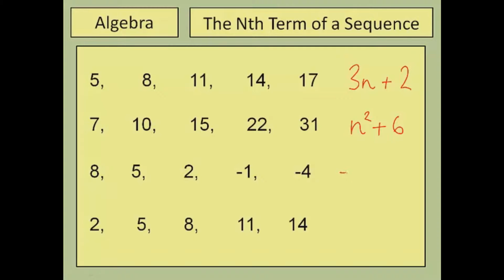The next one's going down in 3s, so it's minus 3n and plus 11. And the final one is going up in 3s, so it's 3n, and you need to take away 1 from the 3 times table to get our sequence.